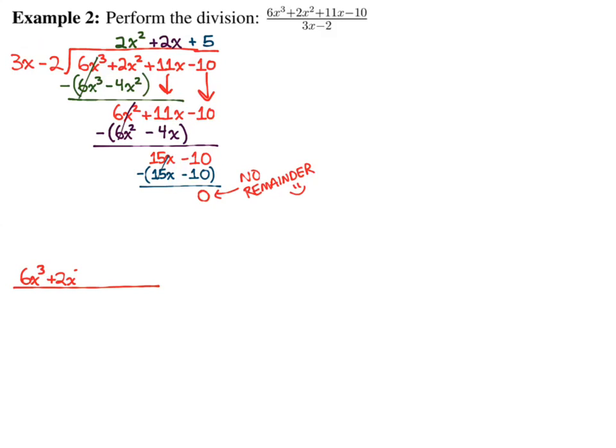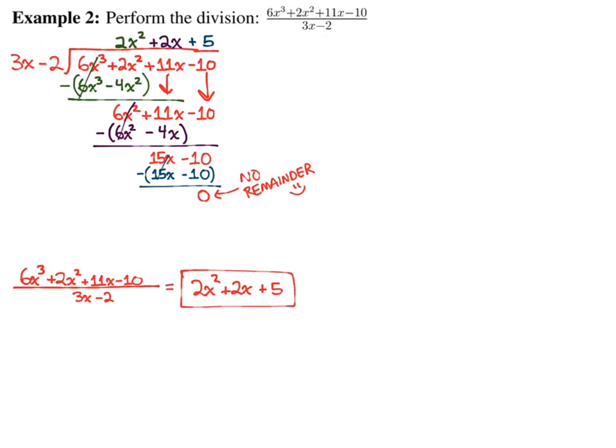Rewriting what we have here. Again, I'm just rewriting the problem. It's not terribly exciting, but I want to show that this dividing problem creates an answer, a quotient of 2x squared plus 2x minus 5. I'm sorry, plus 5. And we're done.